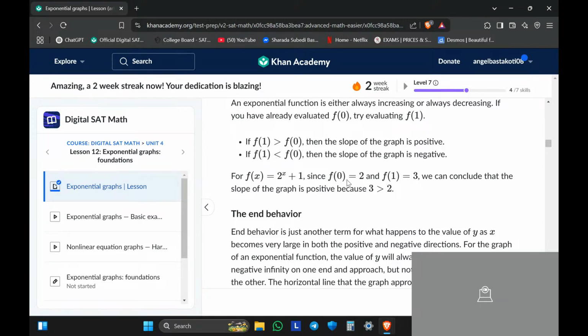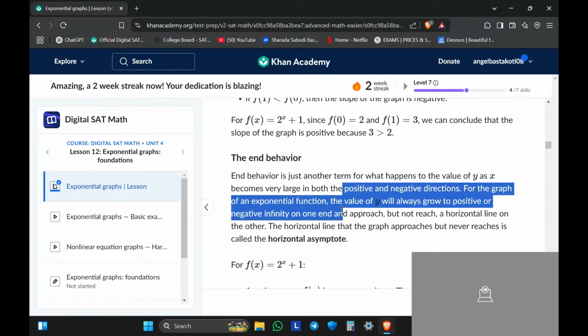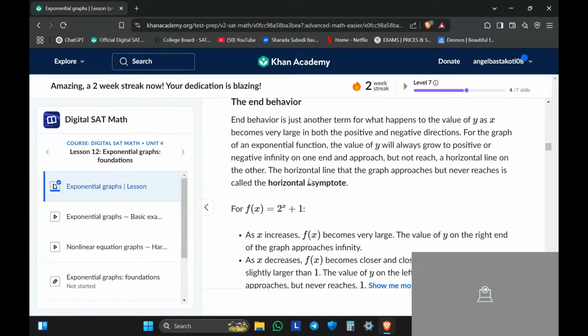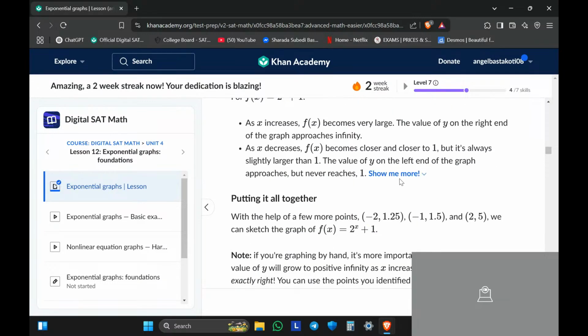F(0)... 3 gives... asymptotes of the... if f(x) increases, it is very large, the rate of infinity.